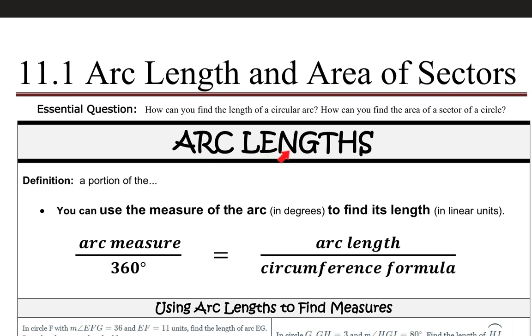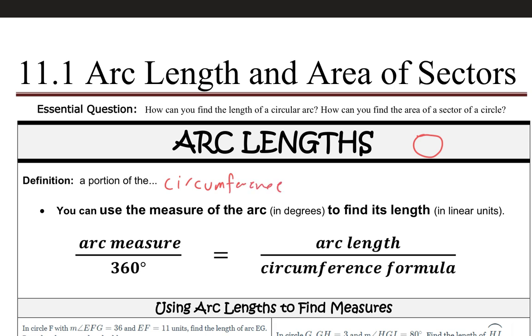All right, so let's first get into arc length. What does that mean? Well, imagine if we have a circle, okay? The arc length is a portion of the circumference. So we know all the way around is called the circumference.